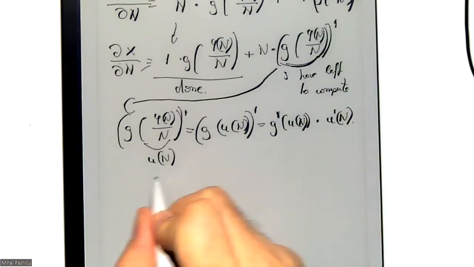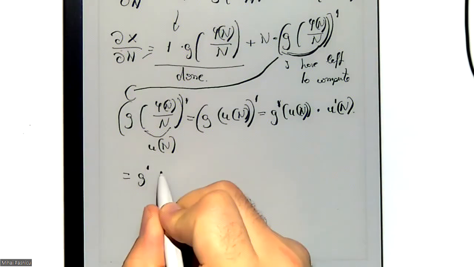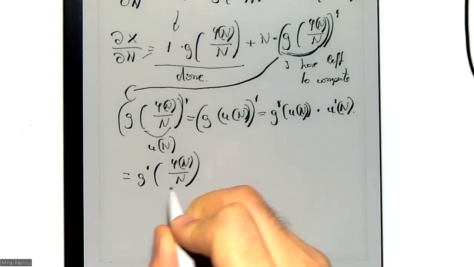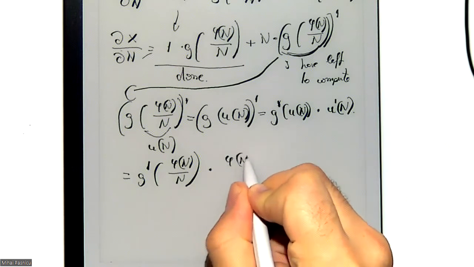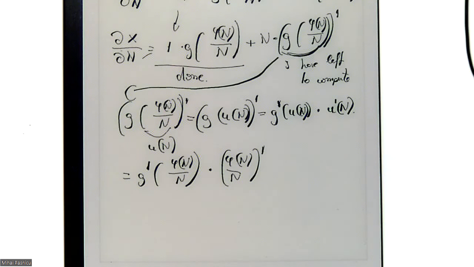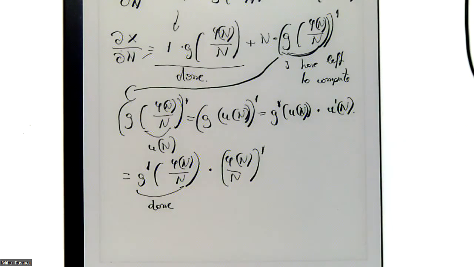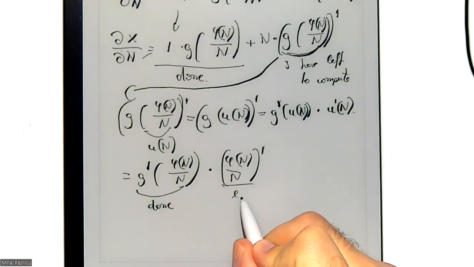Okay, but let's just replace. So equal again, and I get g prime of phi of n over n times phi of n over n prime. Okay, this is done. So all I have left to compute is this fraction over here.